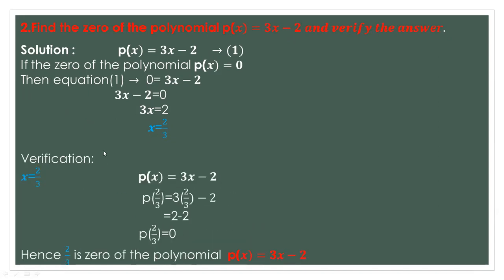Okay. For its verification, x is equal to 2 by 3. It means whatever value we are getting here, just substitute that value in the given polynomial p of x is equal to 3x minus 2. Now it becomes p of 2 by 3 is equal to 3 into 2 by 3. It means replace x by 2 by 3, minus 2. Then here 3 and 3 get cancelled. Now only 2 is left, and here minus 2 is left. So 2 minus 2 becomes 0. Your polynomial becomes 0 while you are substituting x. Hence 2 by 3 is a zero of the given polynomial p of x is equal to 3x minus 2.